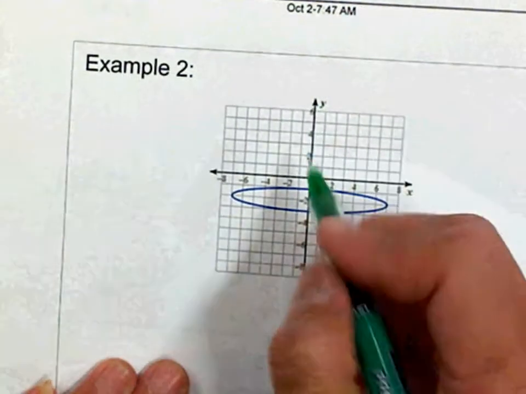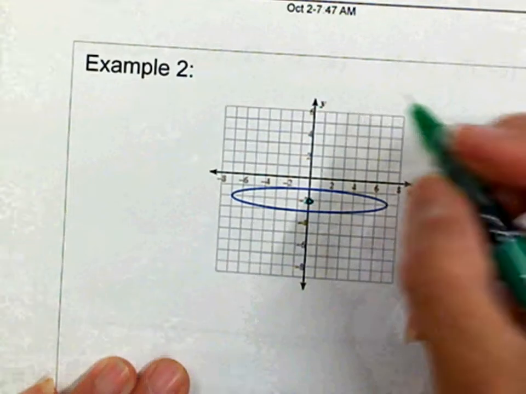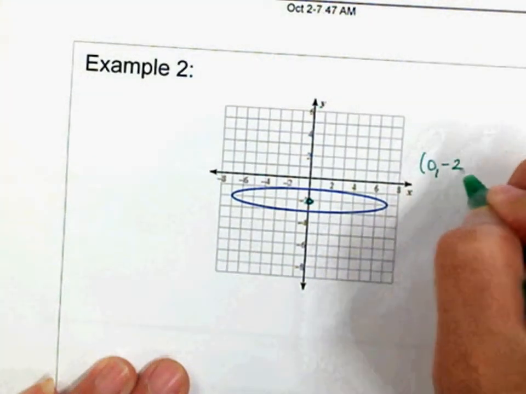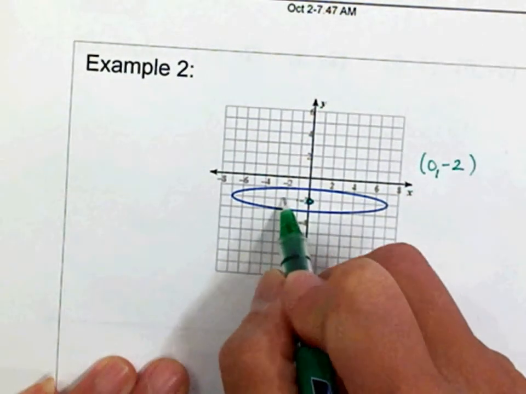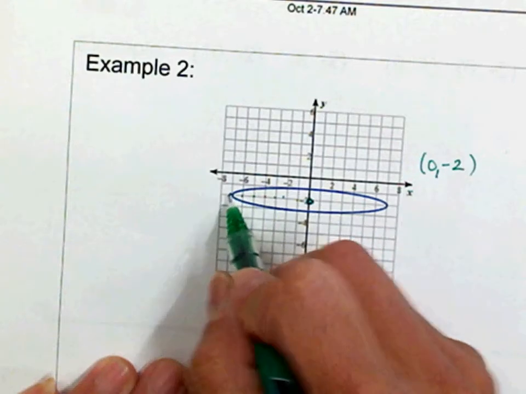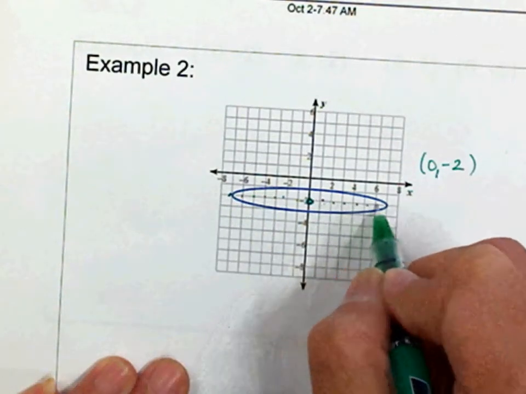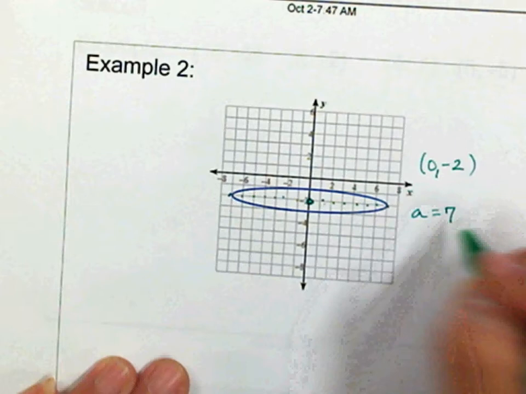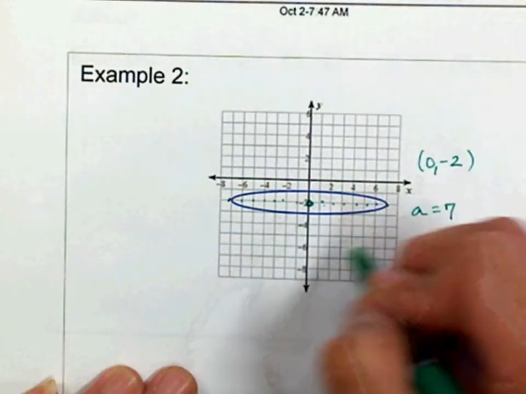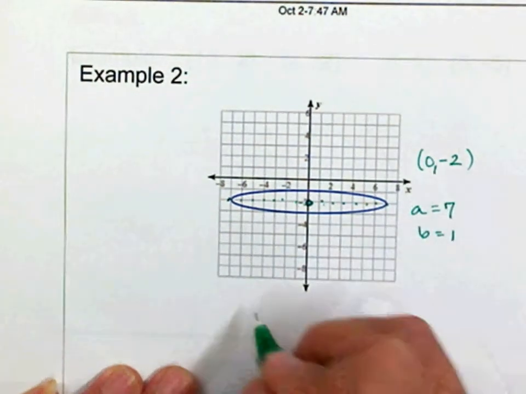Example 2. Okay, eyeball the graph. That looks like it's a center, so my center is 0, negative 2. Double check. 1, 2, 3, 4, 5, 6, 7. So my A is a 7. B's 1 and 1. Alright, so plug it into your equation.